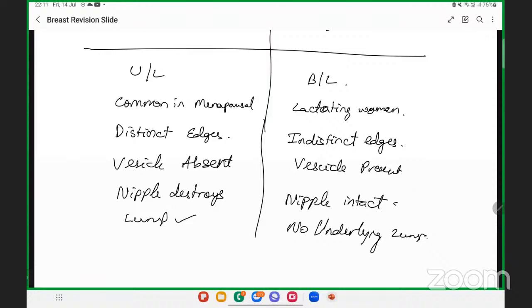There are 3 parts in this. We have 3 parts for breast diseases. In the first part, I covered the imaging and all those things. In the second part, I covered the entire breast cancer. And in the third part, now I am covering the benign diseases of breast. Okay, I think I'm clear.